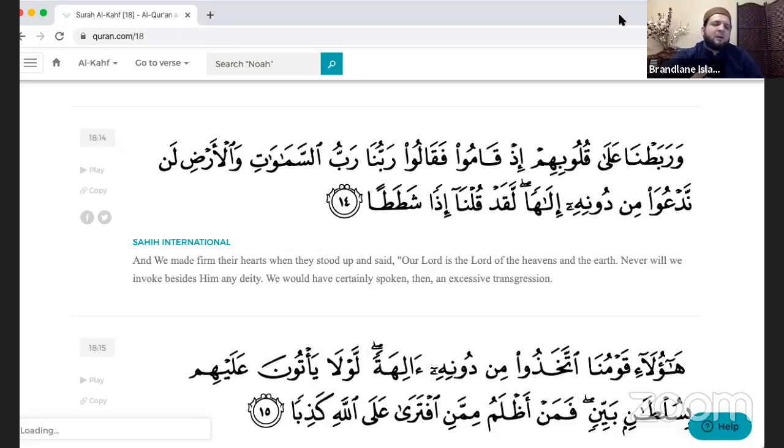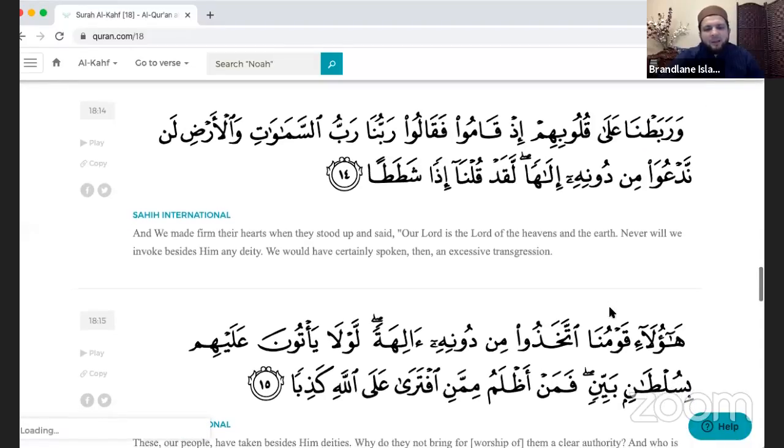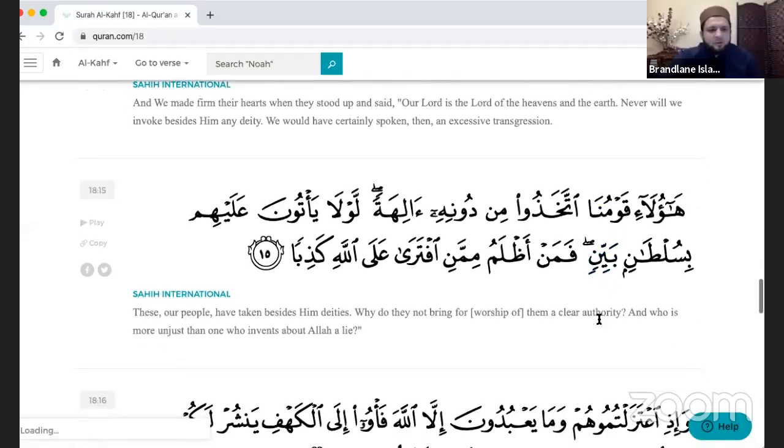He is the Rabb of the heavens and the earth, right? And we do not associate anyone with Allah subhanahu wa ta'ala, right? We would have certainly spoken then an excessive transgression. Very good. Let's move on to the next ayah.